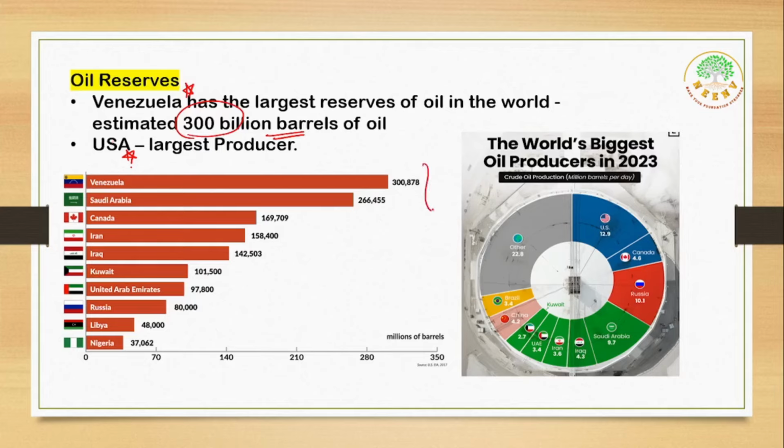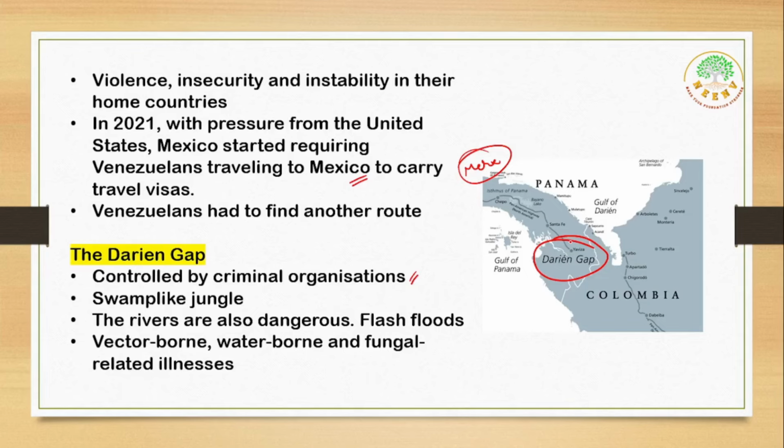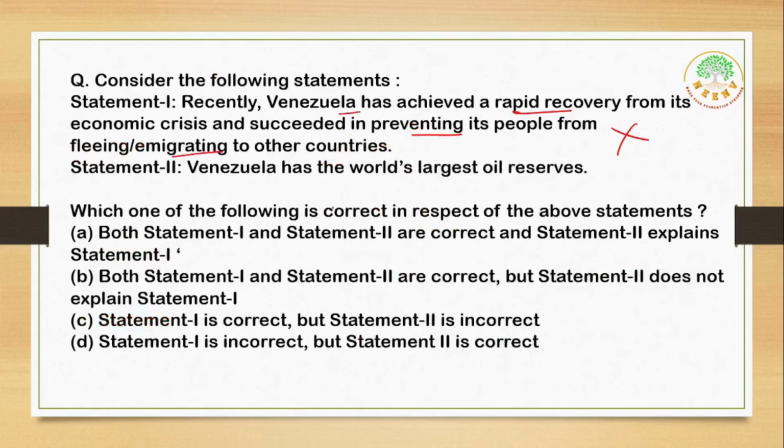So this map shows the oil reserves of various countries where Venezuela is on the top. And this map shows who the producers of oil are, with USA being on the top. So the statement, Venezuela has the world's largest oil reserves, is correct. So the option saying that statement 1 is incorrect but statement 2 is correct, option D, is the right option, because even now people are fleeing from Venezuela and Venezuela has the largest oil reserves.